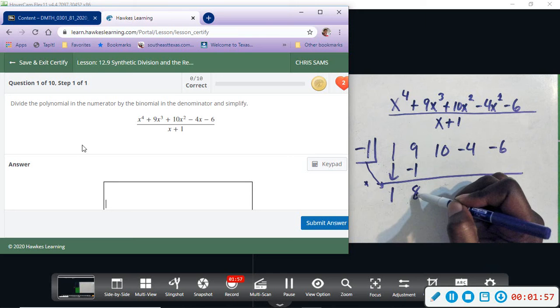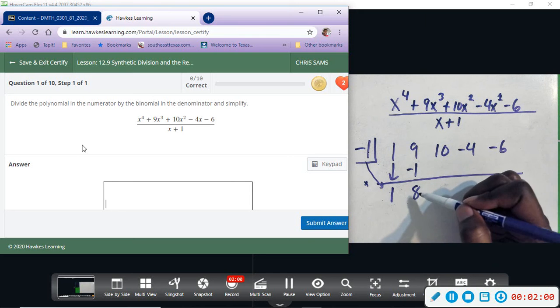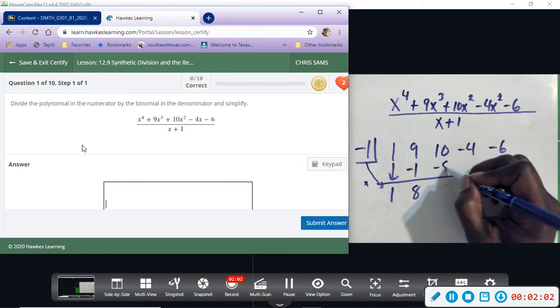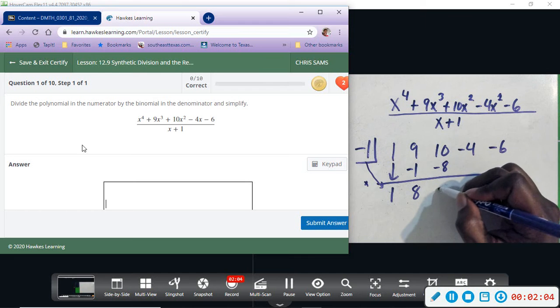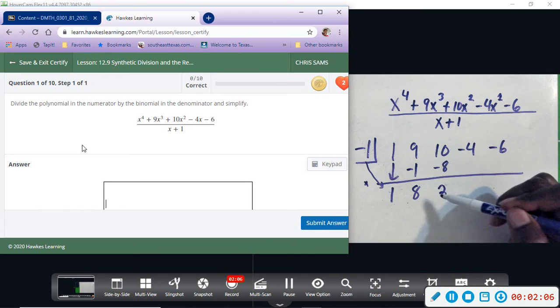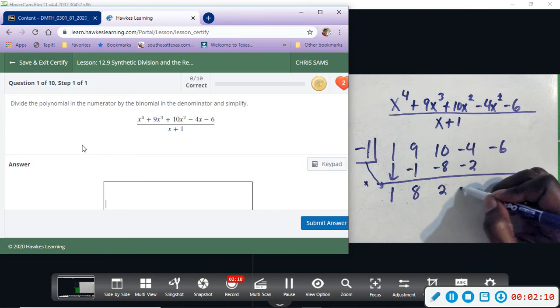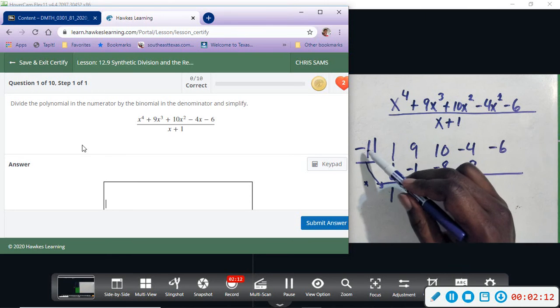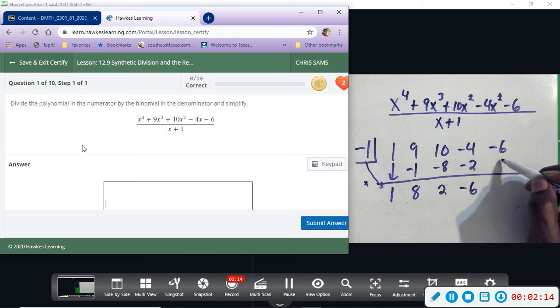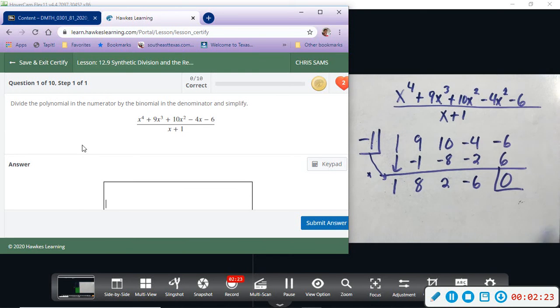-1 times 8. So whatever's below the line, you multiply. Give me a -8, and then combine these. That will give me a +2. -1 times 2. Give me a -2, combine, -6. -1 times -6 gives me a +6, combine, we get 0. This is ideal. You want to get a 0 at the end. And that being the case, notice you started out with a 4th degree.